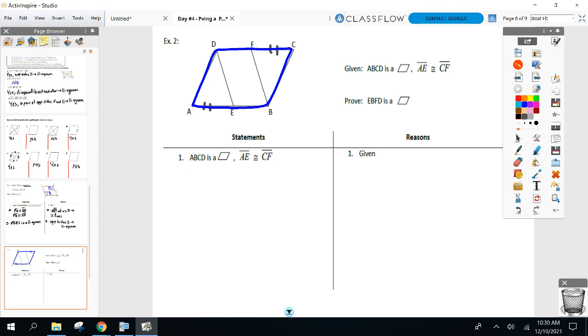A little over a minute. Discuss it. Contribute or listen. Be an active listener. Try to get me a pair of sides that are equal or parallel. Come on. There's a reason I gave you AE equals CF.